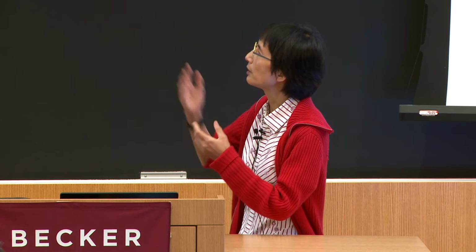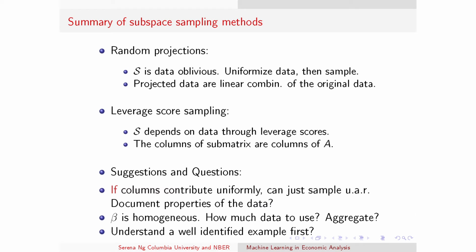Okay, so this random subspace projection sampling method, just to summarize it, is data oblivious, meaning that it can be applied to any data. You just rotate the data and sample uniformly, and what you get at the end are linear combinations of the original data.